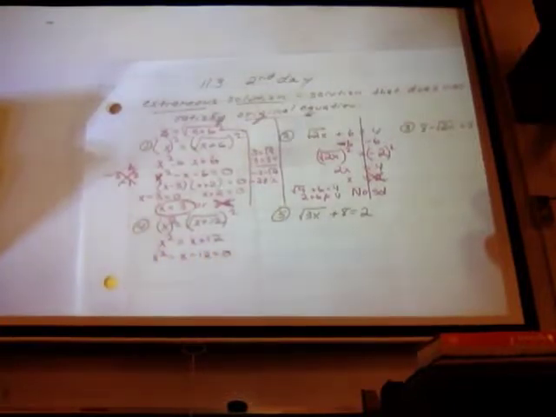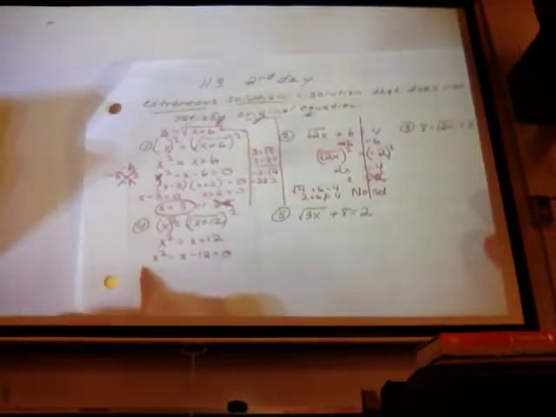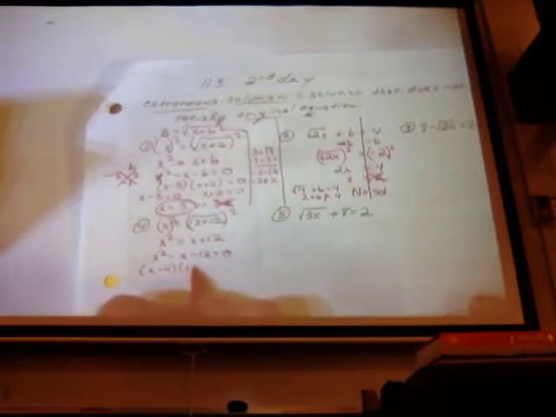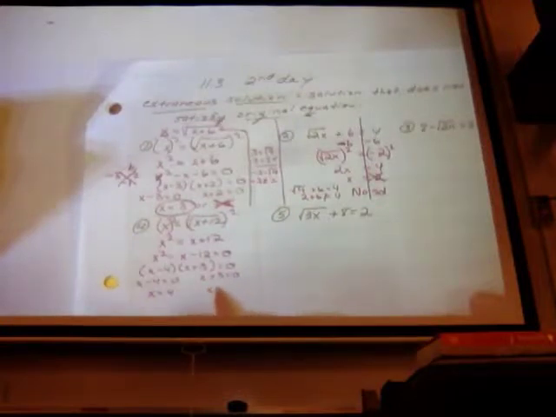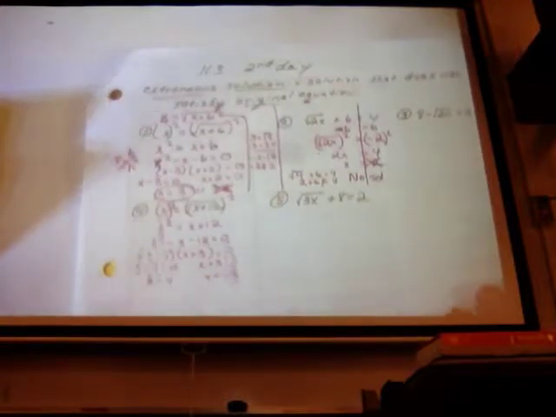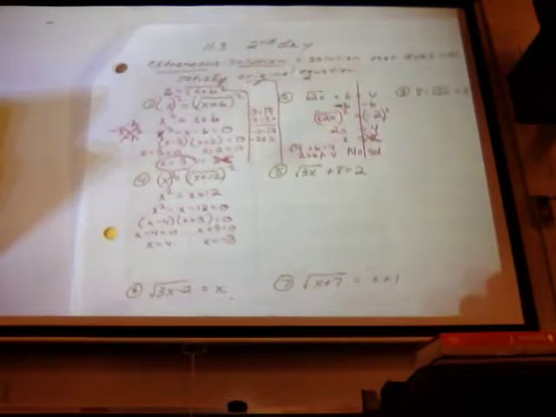And then how do you factor it? So x minus 4 times x plus 3 equals 0. So we have x equal 4 or x equal negative 3. Okay, so can you tell me more? The answer is x equals 4.